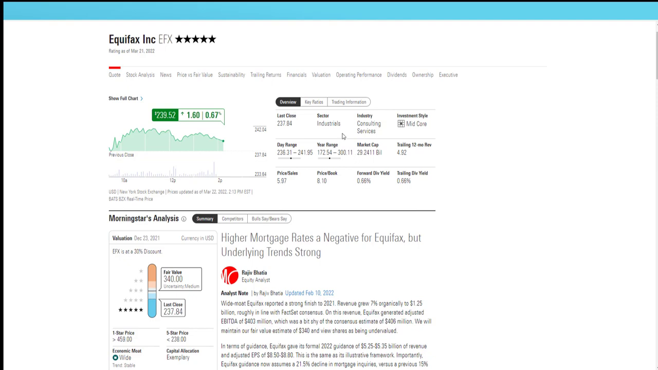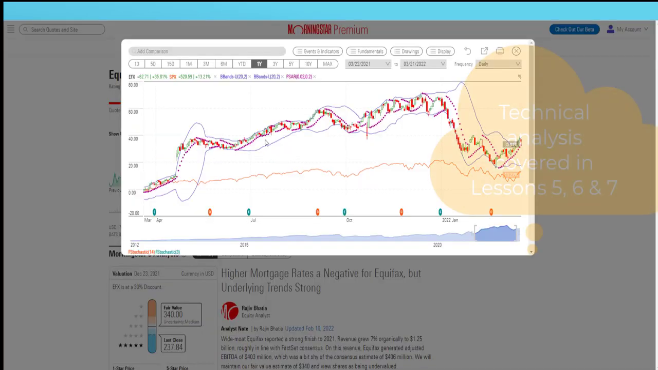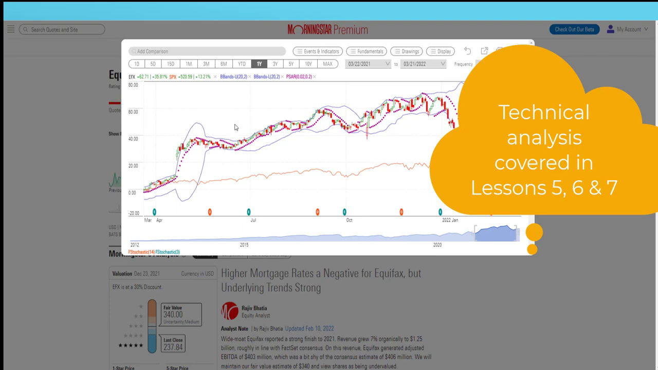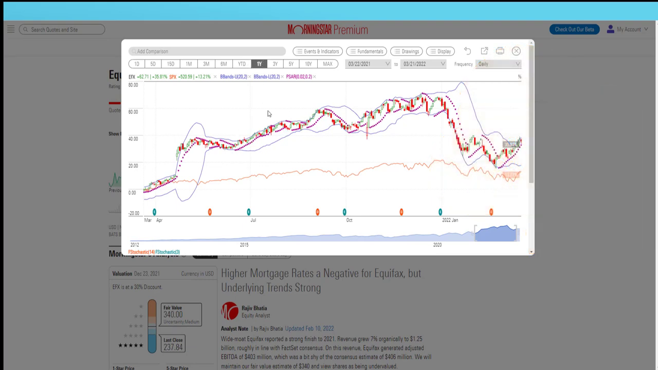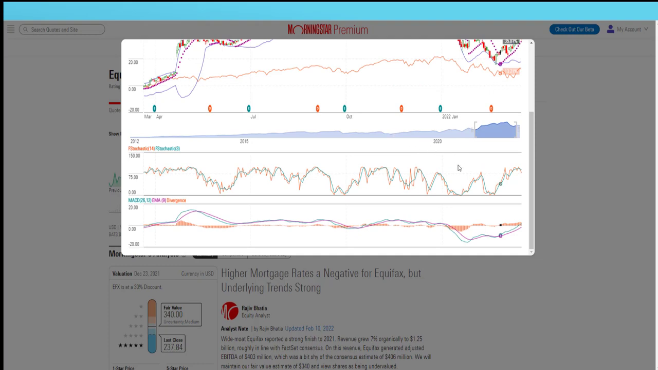We can also come back to the main page if we wanted to and see if it's time to buy that stock. We'll get into technical analysis, but you can see here I have a candlestick chart, 1 year period of time, Bollinger Bands, parabolic SAR. Scrolling down a little bit, I've included the fast stochastic and the MACD. This is telling me that this would have been a good time to buy back in here.